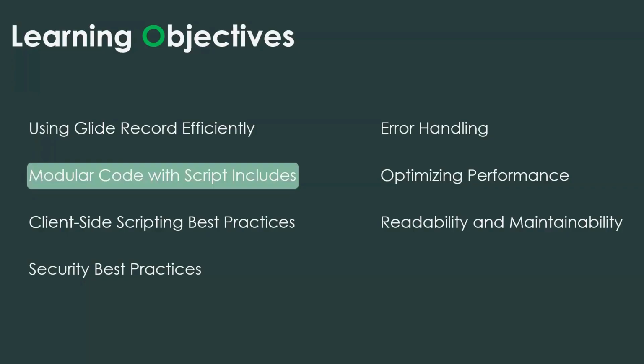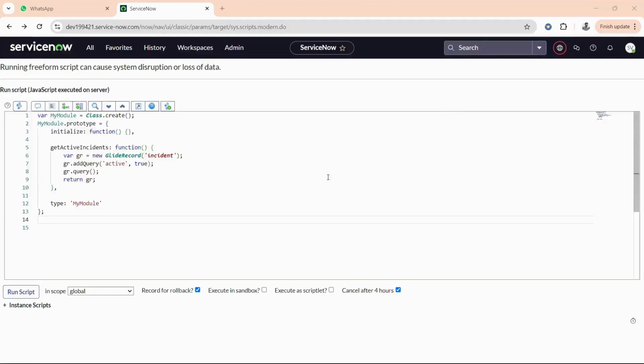Modular code is crucial in maintaining a clean code base. That's where script includes come in handy. A script include lets you store reusable server-side JavaScript functions. For example, in this code, this function can now be called anywhere in the system, reducing code duplication and making your scripts much easier to maintain.